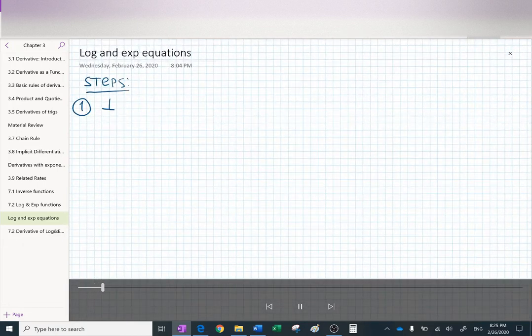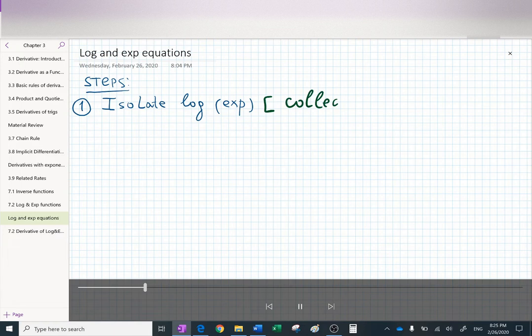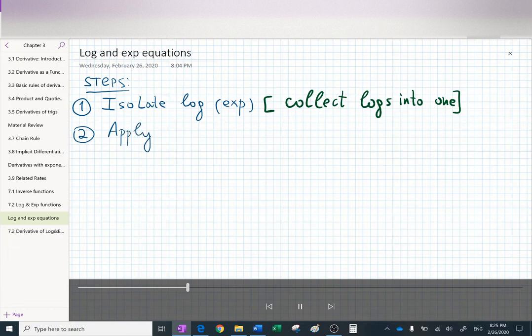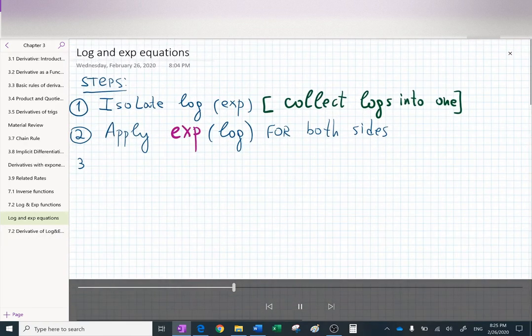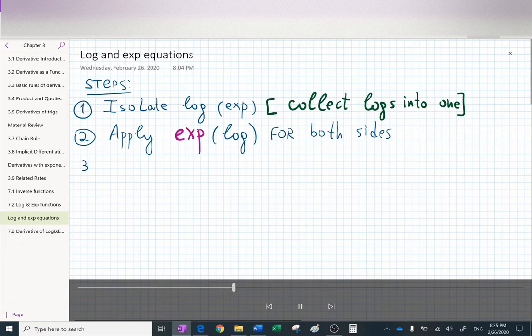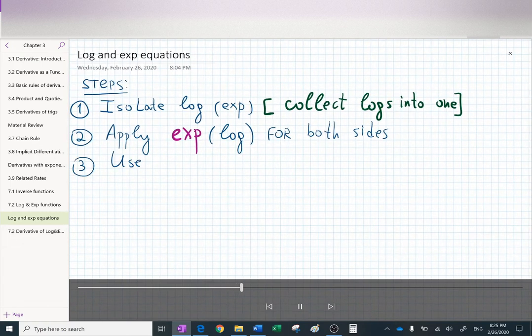Step 1. When you see log or exp, isolate them. Basically move them to one side. If you work with logs, you remember you can collect them together using properties of logs, laws of logs. Step 2. Apply exponential or log for both sides. So if you're working with logs, then you apply exps. If you work with exp, then you apply log. That makes sense to get rid of it.